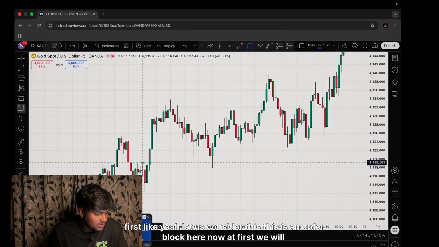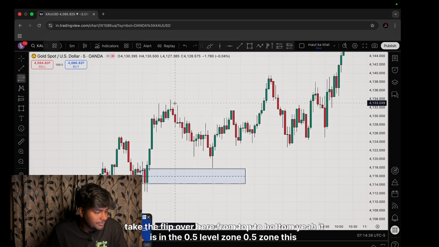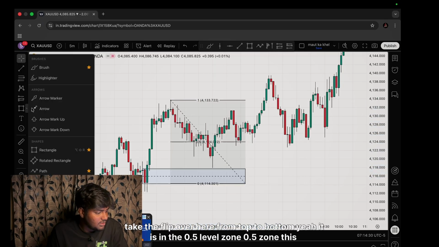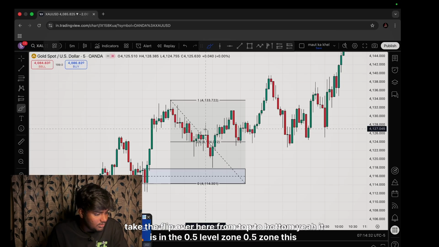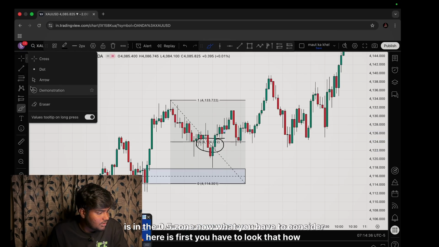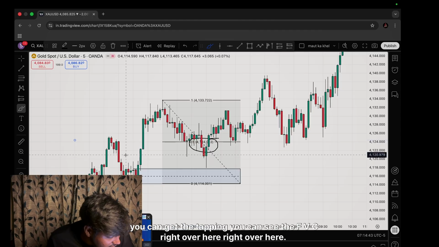Let's consider this. This is an order block here. Now at first we will take the fib over here from top to bottom. Yes, it is in the 0.5 level zone. This is in the 0.5 zone. Now what you have to consider here is, first you have to look at how you can get the tapping.